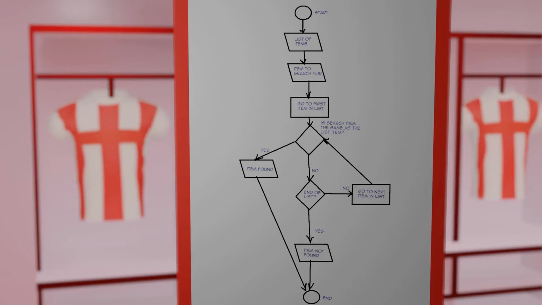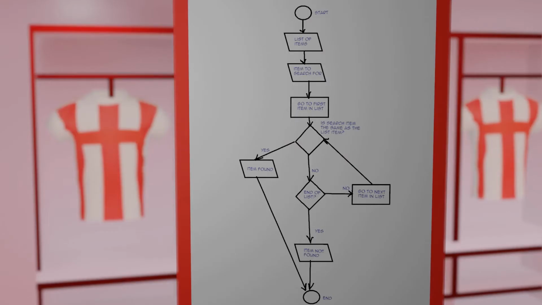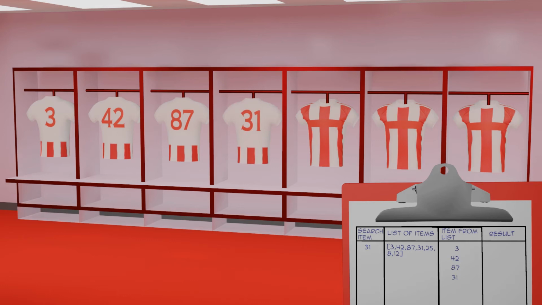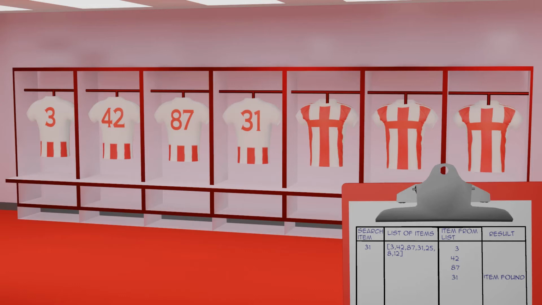Let's run through the steps in our algorithm. First, record the item to be searched for and the shirt numbers in the table. 31 is what we're searching for, and these are the numbers on the 7 shirts. Look at the first item. Is it number 31? No, it's shirt 3. Are we at the end of the list? No, so go to the next item. Keep repeating until we have a result. Shirts 42, 87 and 31. This is what we're searching for, so record the result as item found and end.